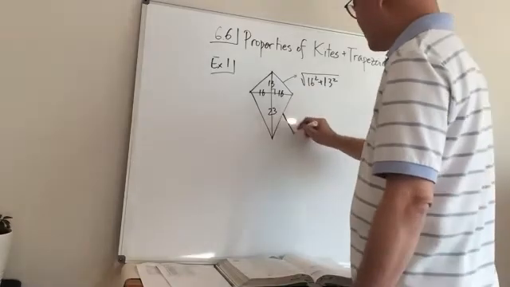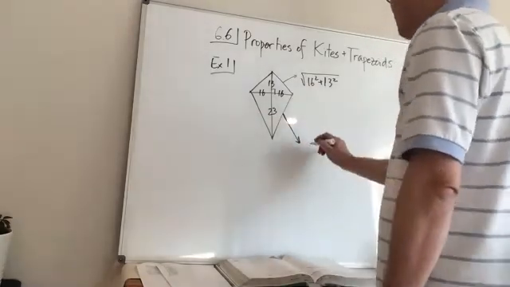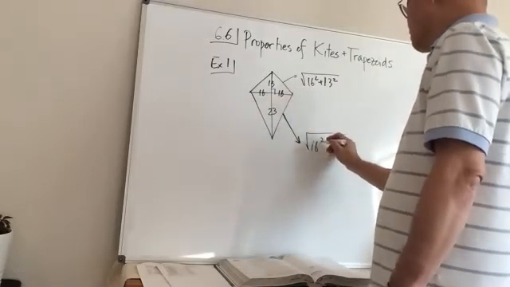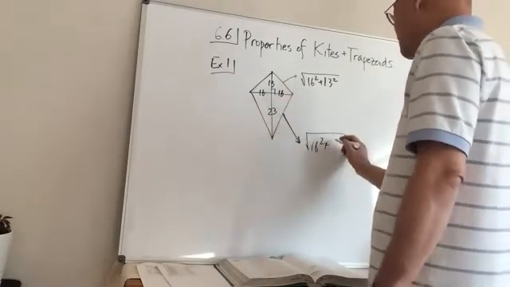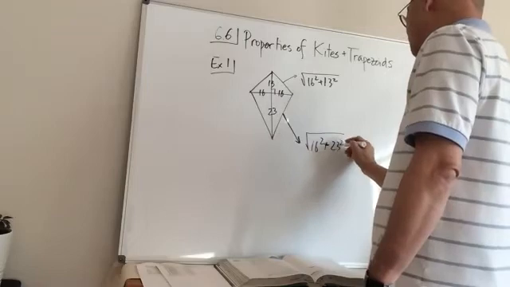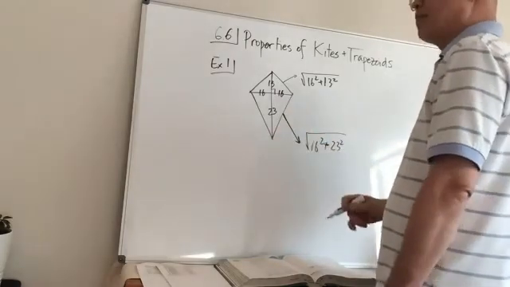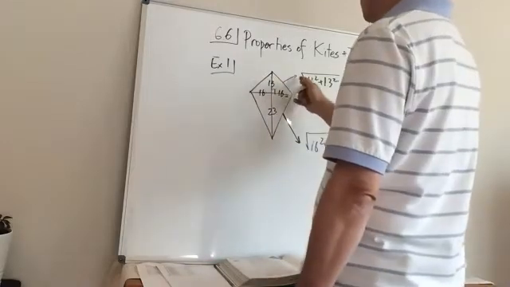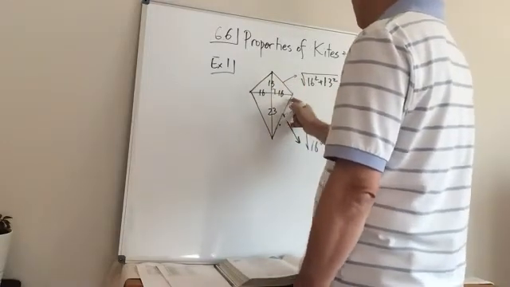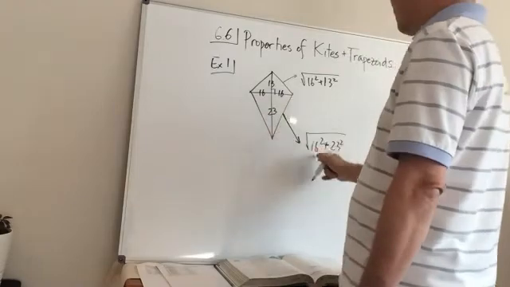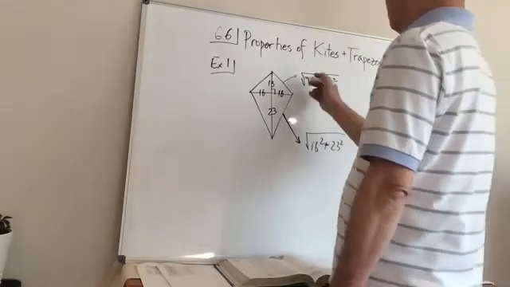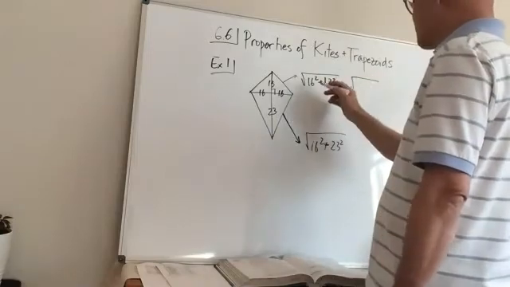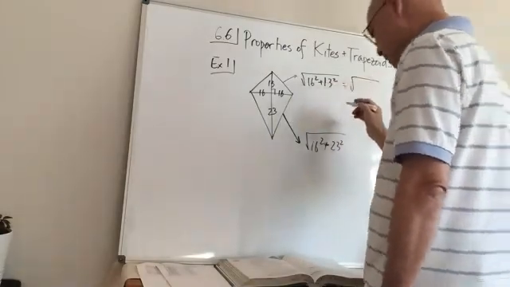This guy here is going to be the square root of 16 squared plus 23 squared. But this guy and this guy are the same, so I have 2 of these. And this guy and this guy are the same, so I have 2 of these. So if I do this, what do I get here? What is 16 squared? 196.